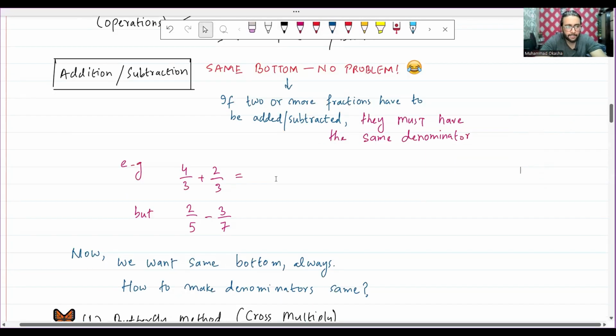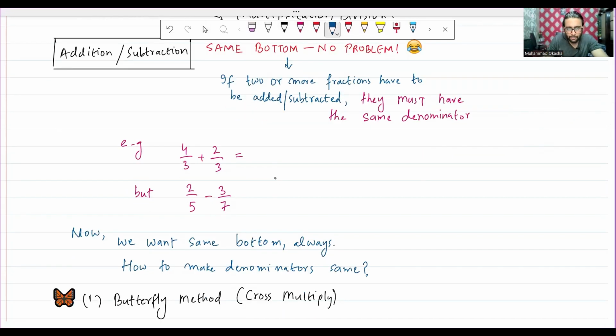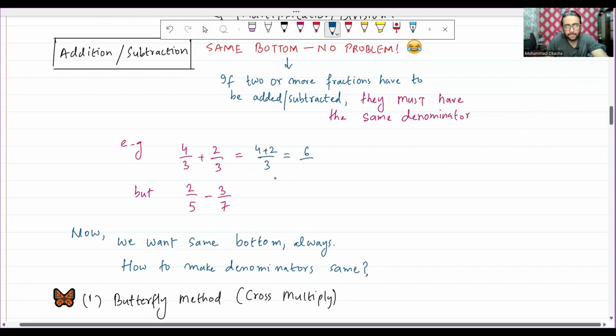Okay, so let's take an example. For example, 4 divided by 3 plus 2 divided by 3. The bottom, or in other words, the denominator, is the same. I could just write it as 3, and then 4 plus 2, which is 6 divided by 3.